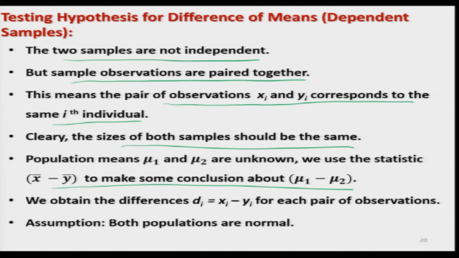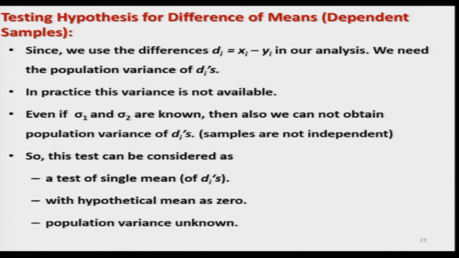So, in this case you have to observe what we are going to do. In the first step, we obtain the difference between the individual observations, and we denote them as di equals xi minus yi, right. Please don't get confused with the same d that we used earlier when I discussed H naught: mu 1 minus mu 2 is equal to d. This is something else, this is different, and we assume that both the populations are normal. So now we are not going to use xi and yi, but we are going to use this di to develop the test statistic.